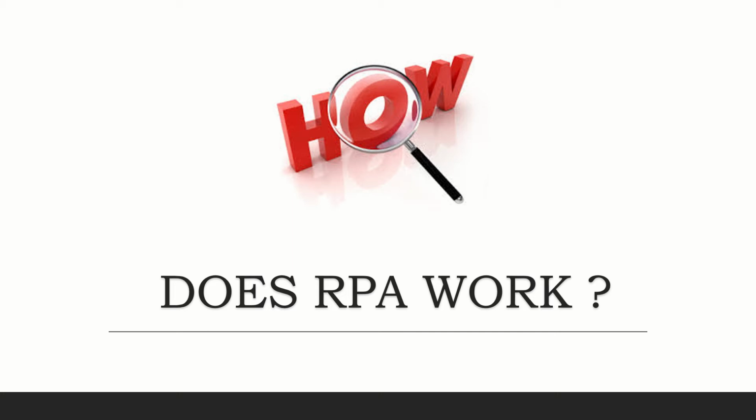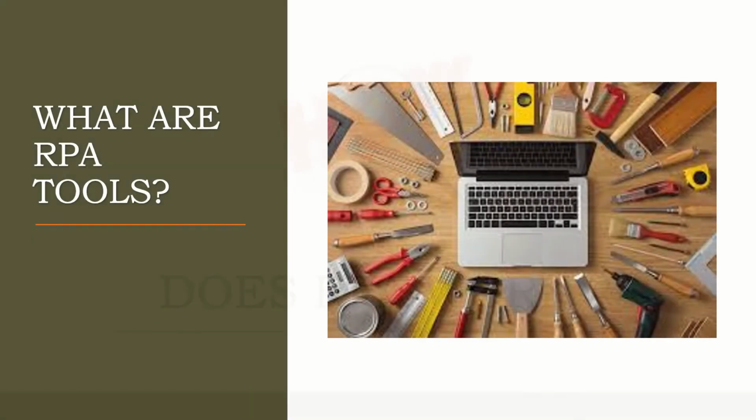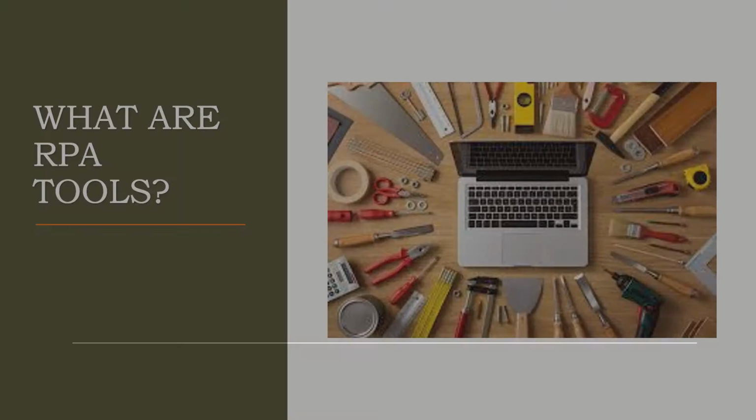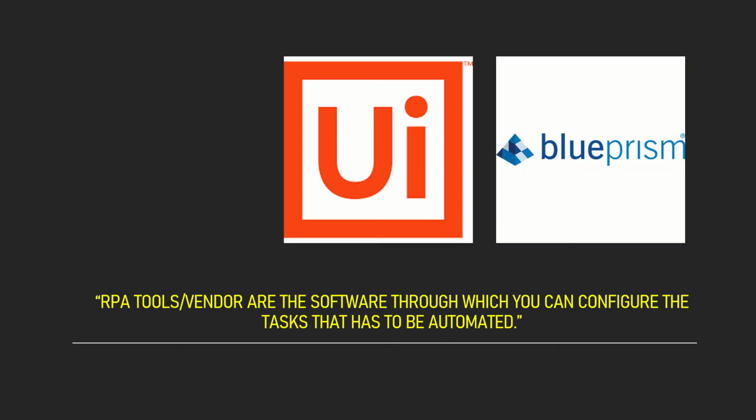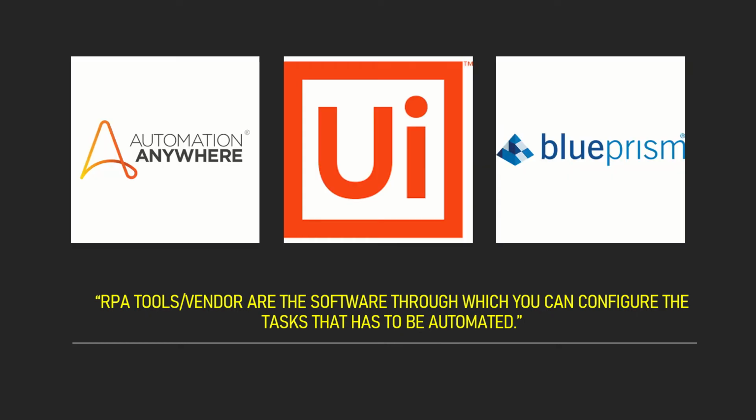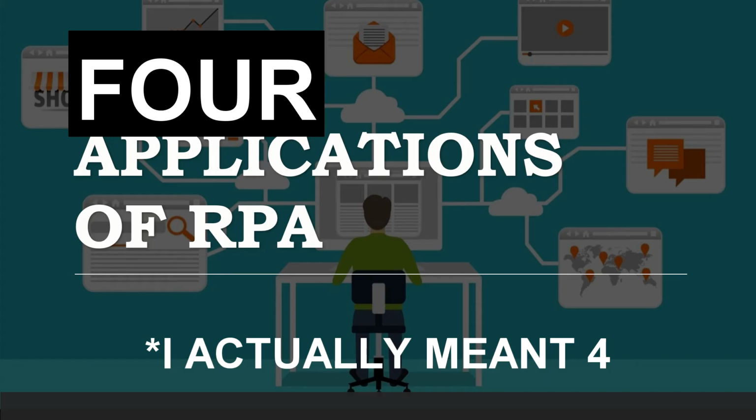Moving on, we'll be learning about what are RPA tools. RPA tools are vendors or the software through which you can configure the task that has to be automated. Famous RPA tools are UiPath, Blue Prism, and Automation Anywhere. Moving on, we'll be discussing the top 5 applications of RPA.